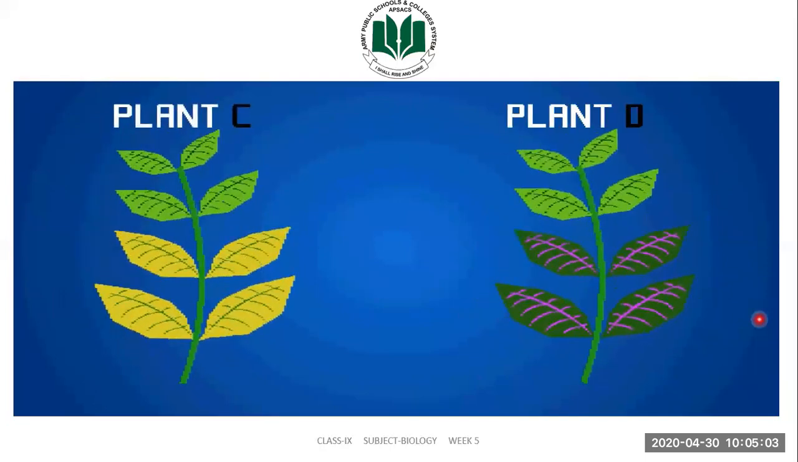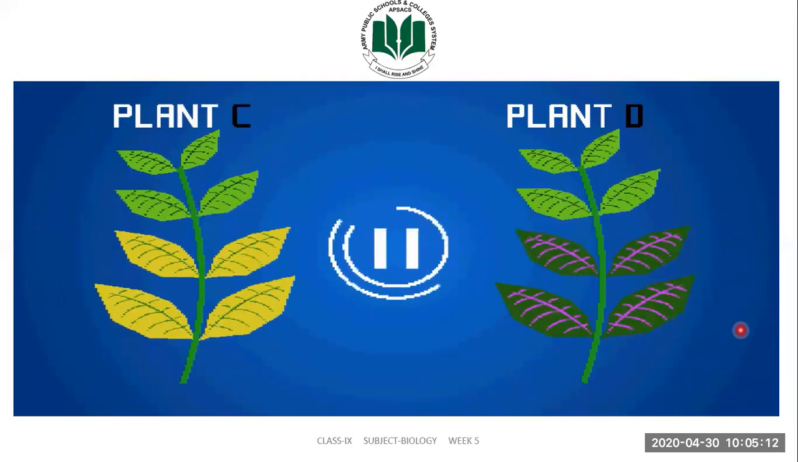Now, let's look at plants C and D. They are also both suffering from nutrient deficiencies. Why don't you pause the video here and write down any differences you see between them?